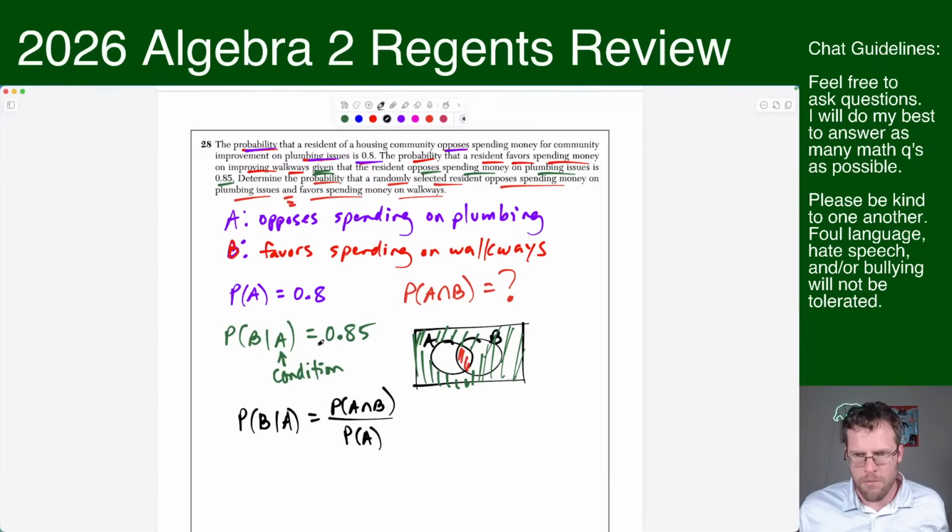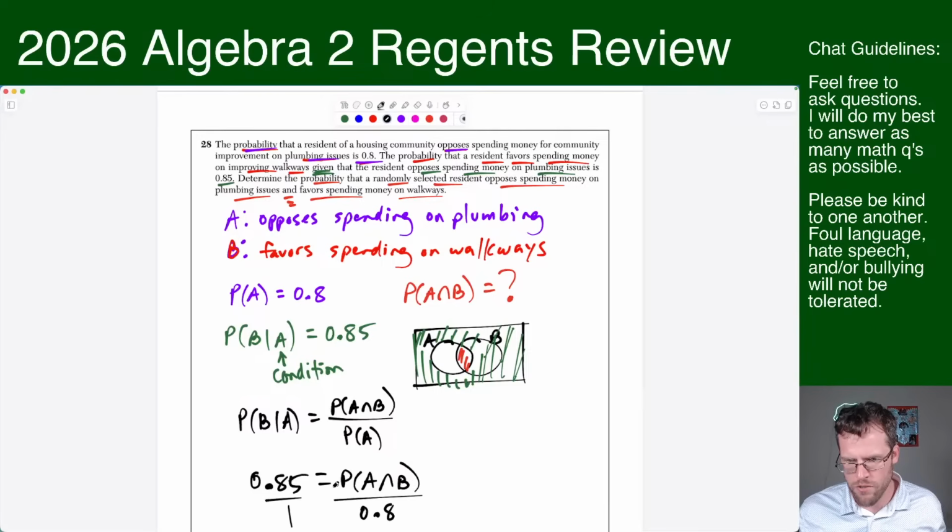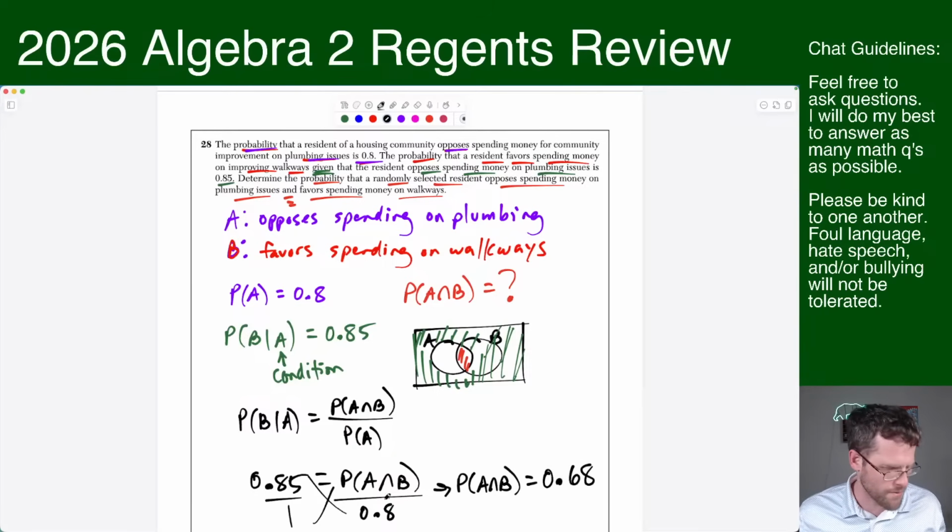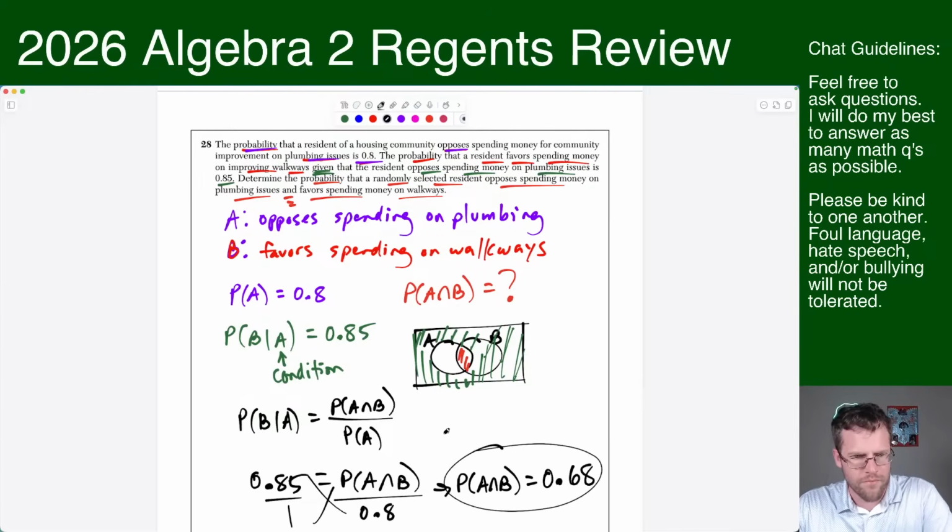So let's see. Probability of B given A is 0.85, and this is equal to the mystery value here, the probability of A and B, divided by probability of A. And now we just cross multiply. And this tells us this is equal to 0.68. Just multiply 0.85 times 0.8, and you get this. And that's our answer.